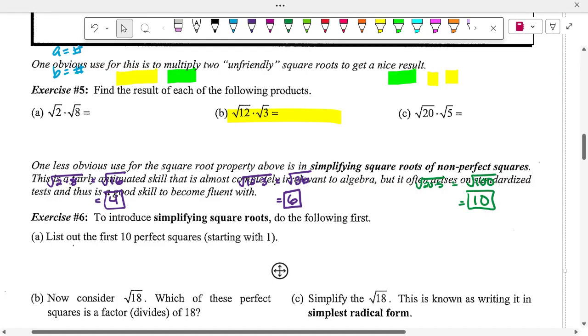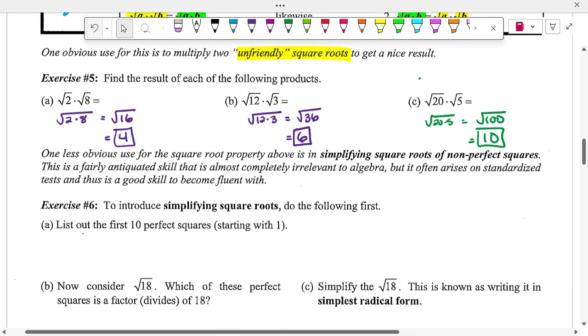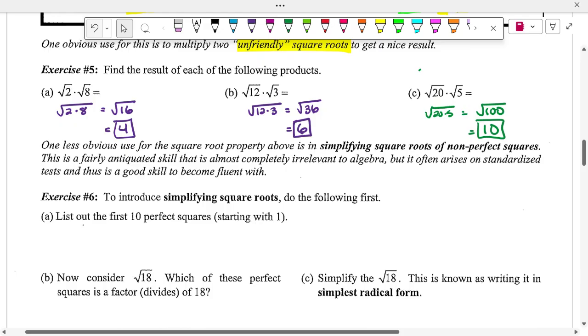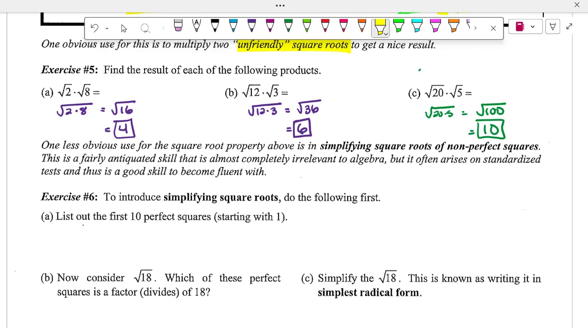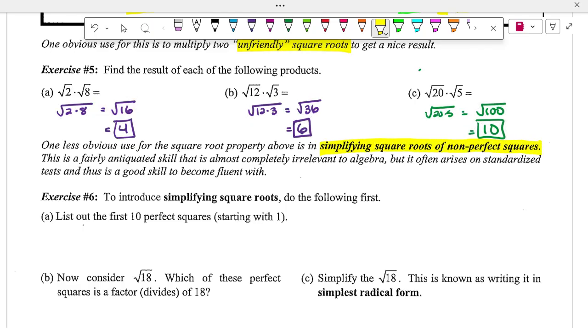Now, why is this important? This comes into play when we start simplifying non-perfect square roots, meaning that no matter how hard we try, we are not going to get a pretty number no matter what we do. So, simplifying square roots with non-perfect squares.